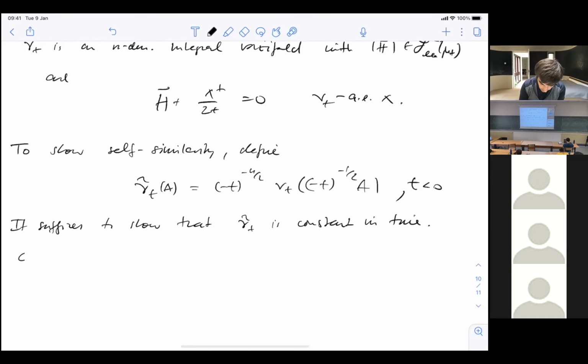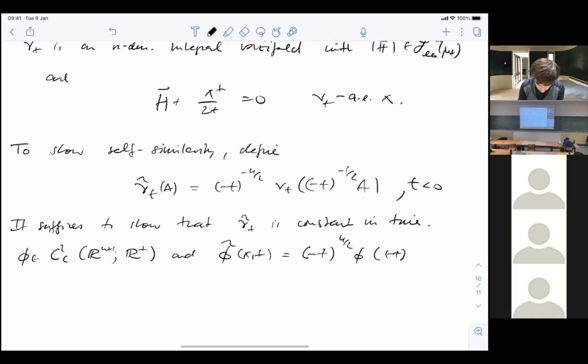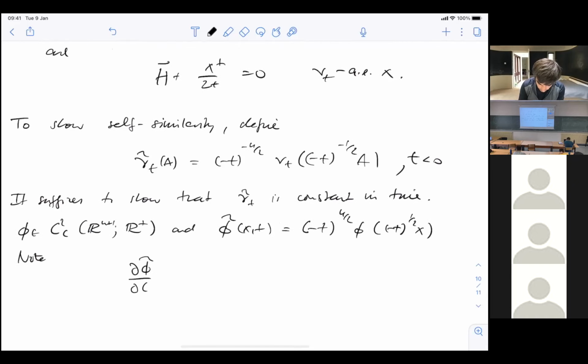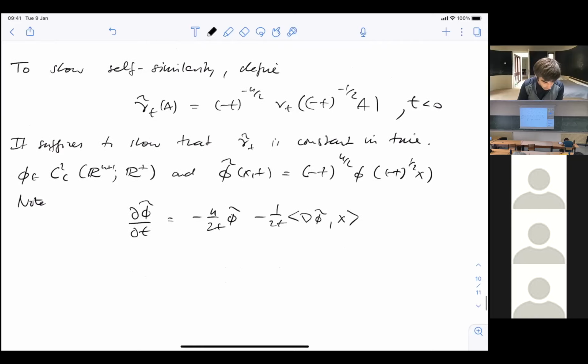We take a test function in C2C again as usual, from R^(n+1) to R plus. And now we want to put the scaling on the test function. We take phi twiddle of x and t, and define it by minus t to the n-half phi of minus t to the 1/2 x. So note the following quick computation, that d phi twiddle by dt is minus n over 2t phi twiddle minus 1 over 2t gradient of phi twiddle, scalar product with x, and we can quickly compute this.